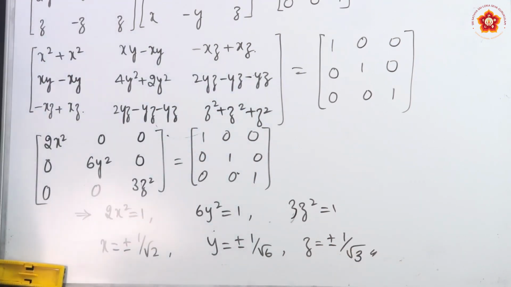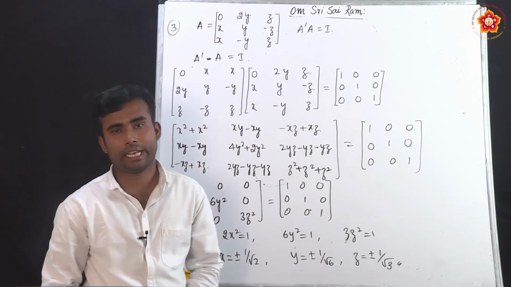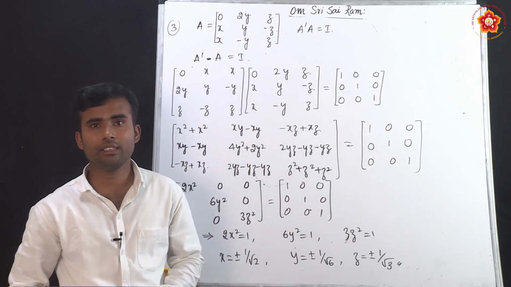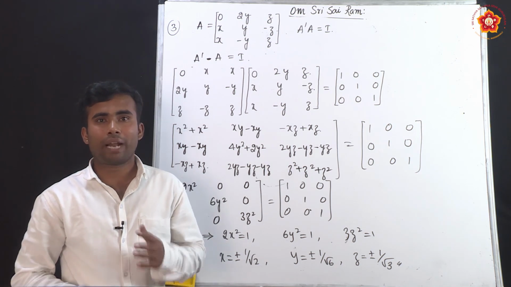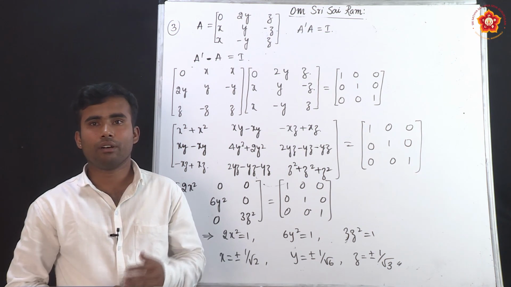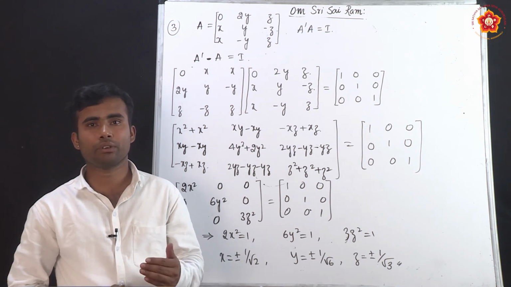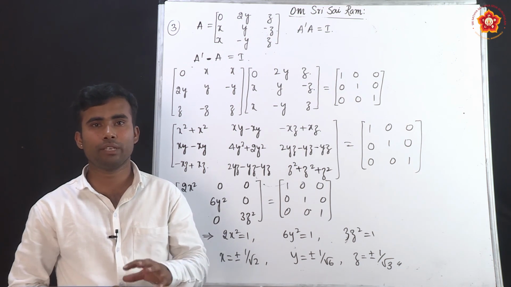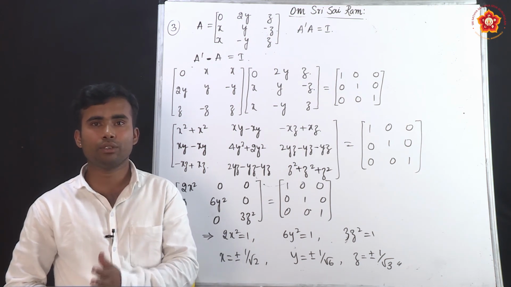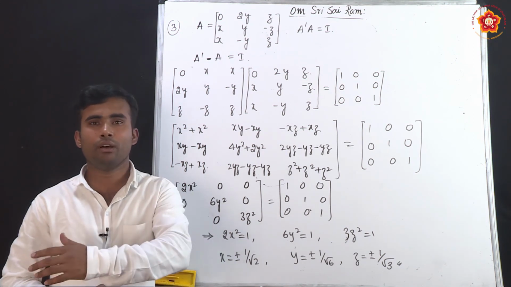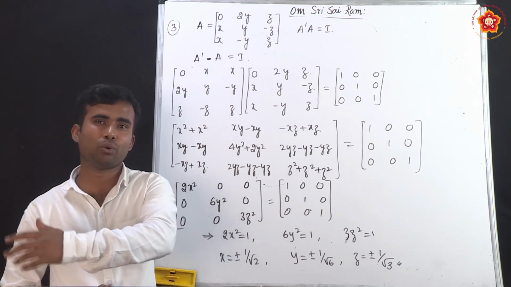These are the values of x, y, z, and this completes chapter number 3, matrices. Practice more problems on the 5 mark question. What is the 5 mark question in this chapter? They will give a 3 by 3 matrix and ask you to show that A cube minus 3A square plus 3A plus 2I is equal to 0.